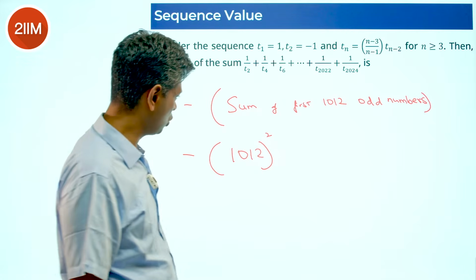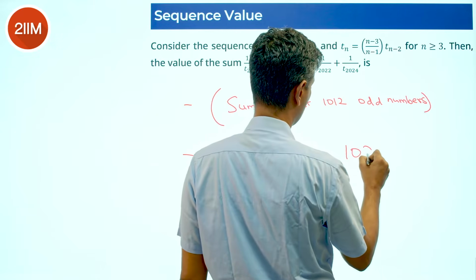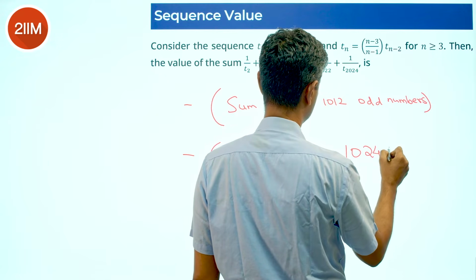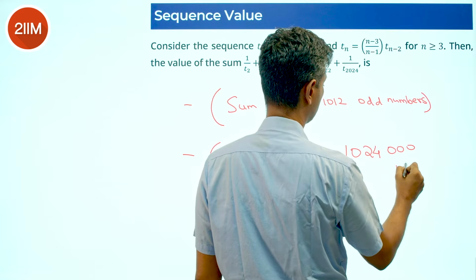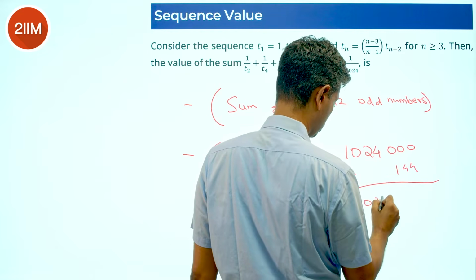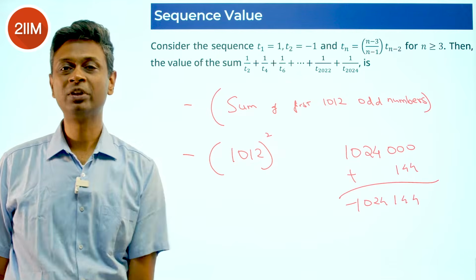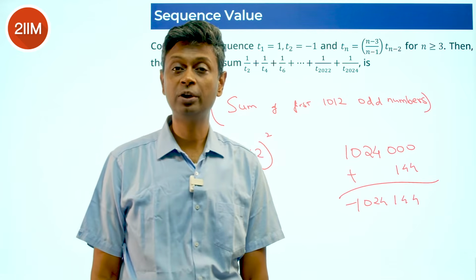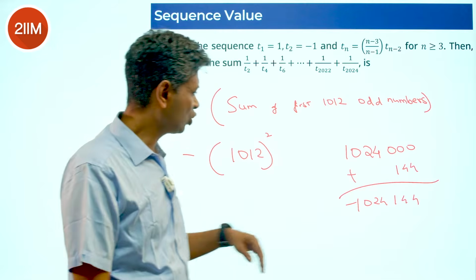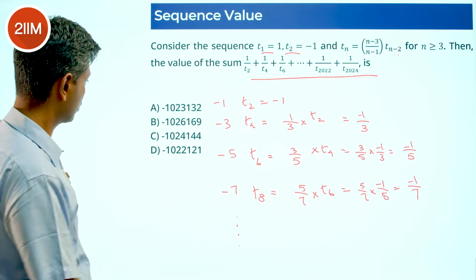Right? So 1024000 plus 144, 1024144. I'm thinking of this as 1024 into 1000 plus 12 square, a plus b into a minus b plus b square. So minus 1024144. That's the answer.